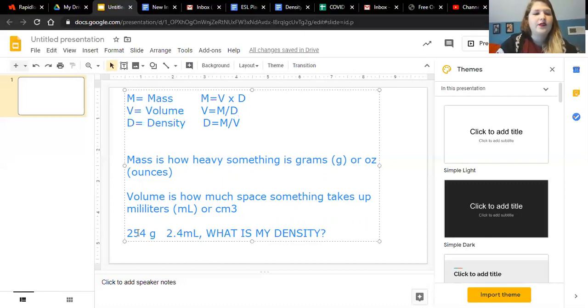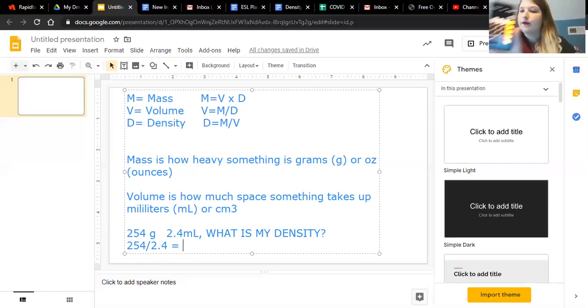So if I said I have 254 grams, and grams is mass, and 2.4 milliliters, and milliliters is volume, what is my density? So what do I do with these two numbers? If I want to find out my density, I have to divide these numbers. So what I'm going to do is 254 divided by 2.4, and then I'm going to do equals. So if I bust out my calculator here, 254 divided by 2.4, my answer is 105.8.